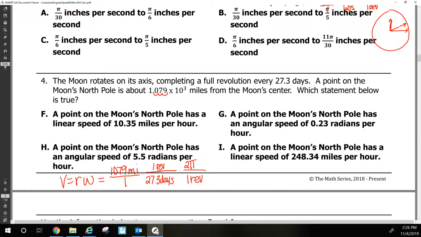And then I need to go from days to hours. So I want day on top so that it will cancel out. 1 day is 24 hours. So now, revolutions cancels with revolutions, days on bottom, days on top, and I've got miles per hour left over. When you plug that into your calculator, you should be able to figure out whether it's F, G, H, or I.